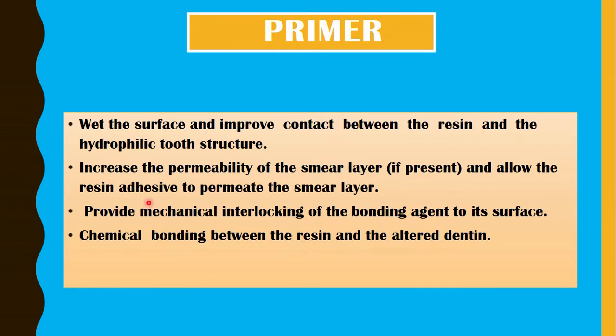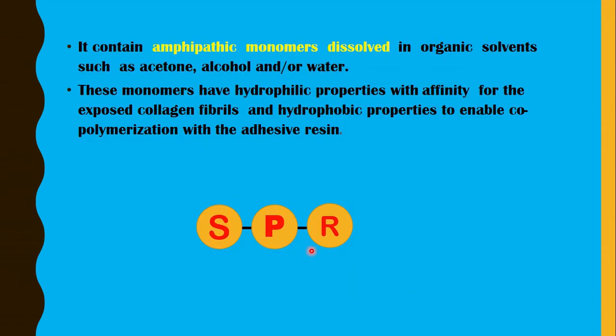Coming on to the primer. The primers are usually a bifunctional monomer in a volatile solvent such as acetone or alcohol. They have a hydrophilic end that penetrates the smear layer and promotes adhesion to the dentin, and a hydrophobic end that creates adhesion to the resin.